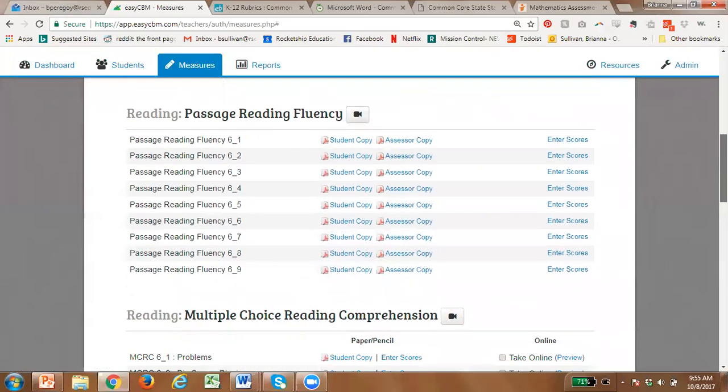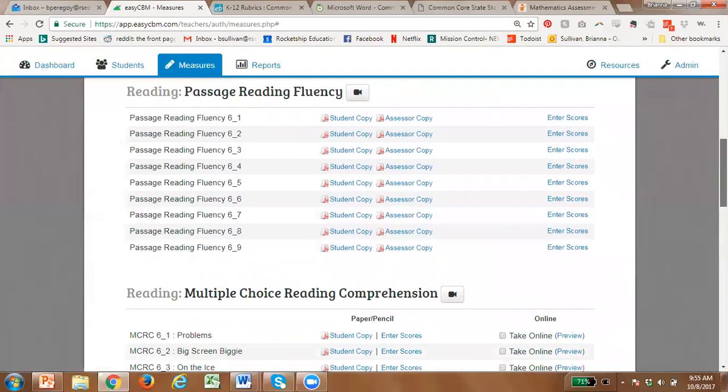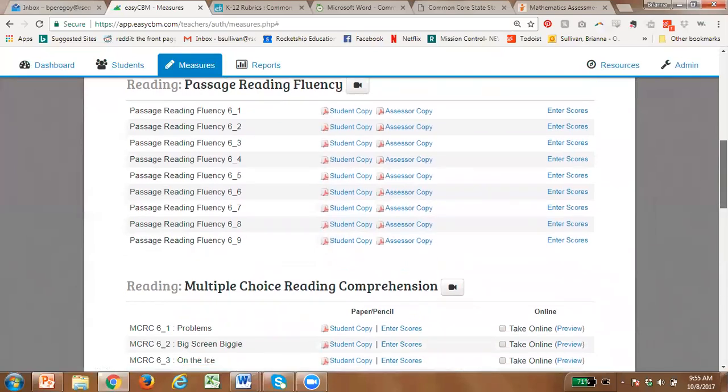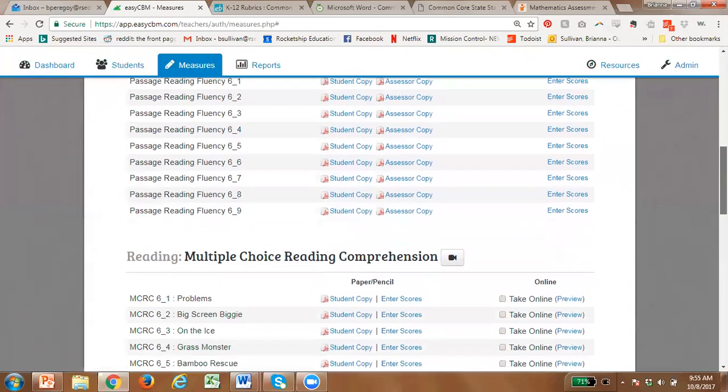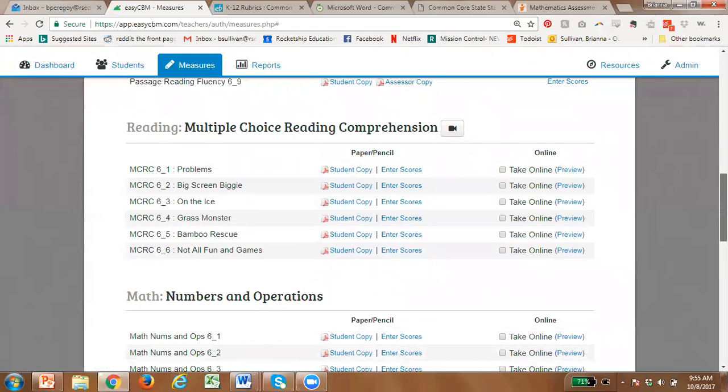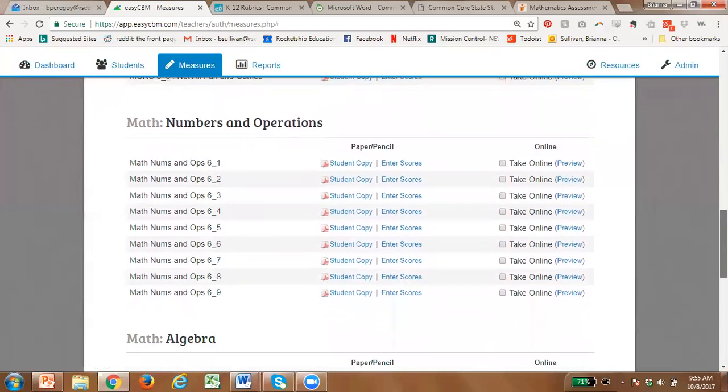We have reading passage reading fluency. So just like with AimsWeb, it's a quick 1-minute story that the student reads, and you're just marking their errors and how many words they read correct. Multiple choice reading comprehension, which is a pretty long, like 2 to 3 page story that the student reads, and then they answer multiple choice comprehension questions.